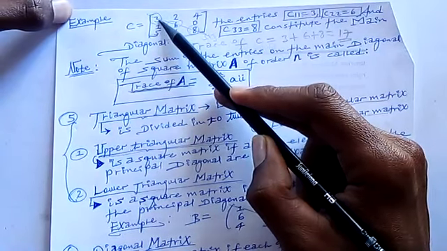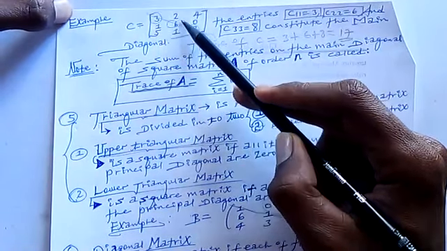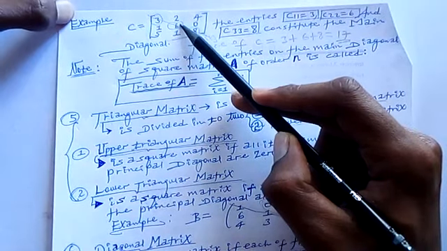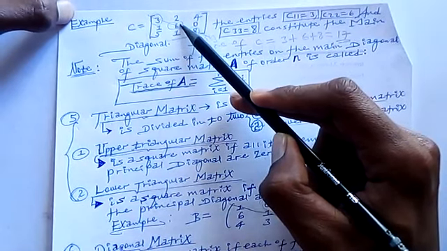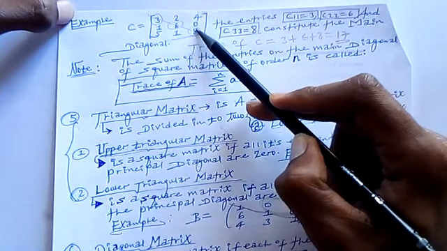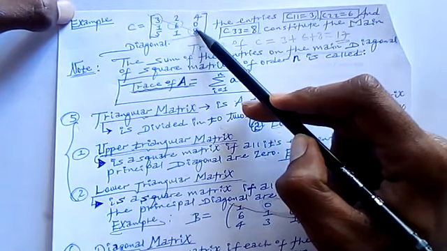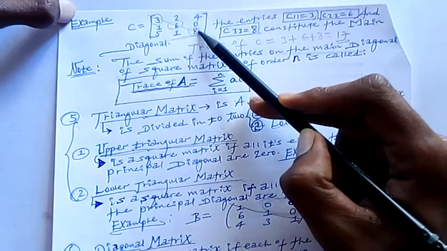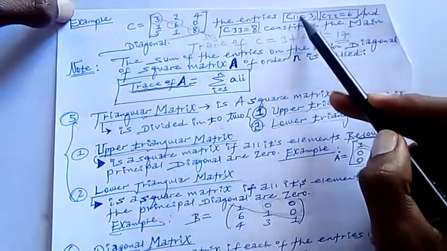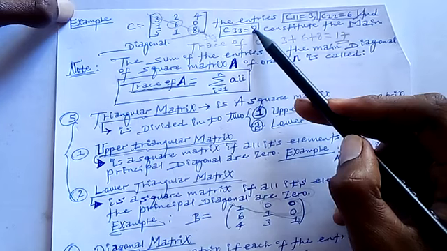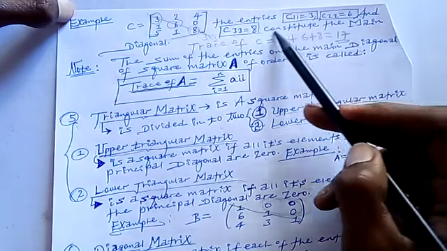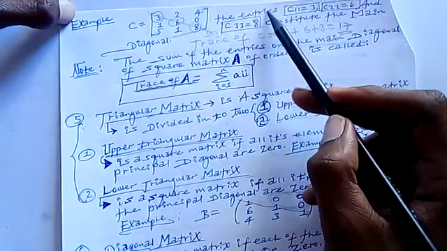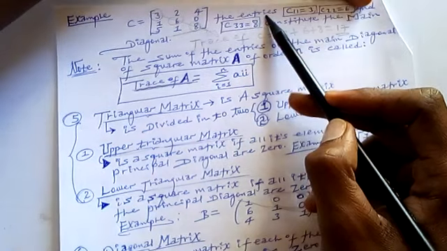C11 means the first row and first column. The 6 is C22, second row and second column. The 8 is the entry C33, that means the third row and third column. Therefore, C11, C22, and C33 are the main diagonal elements. Now, find the trace of C.